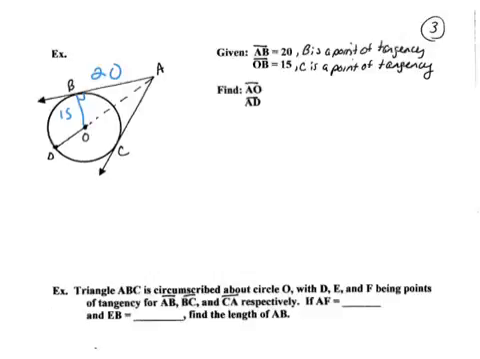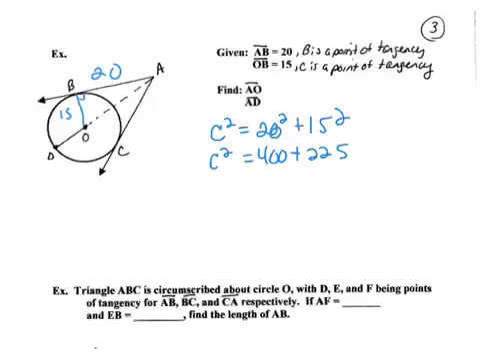Now be careful. A lot of times students won't recognize where the hypotenuse is. Remember, the hypotenuse is always opposite the right angle, so AO is going to be the hypotenuse. Using the Pythagorean theorem, we have c squared is 20 squared plus 15 squared. So that ends up being c squared is 400 plus 225, and that ends up being 625, and this happens to be a Pythagorean triple. C, which is equal to OA, is equal to 25.